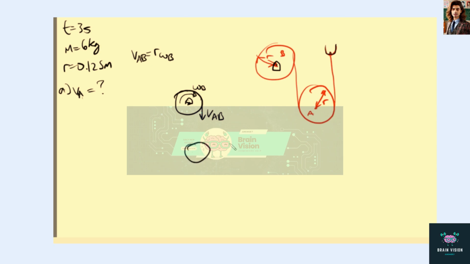We also have this cylinder A that has this point C around which it is rotating. It has some omega A, and it has a V of A. So omega A is equal to VAB over 2R, which is also equal to 1/2 omega B.